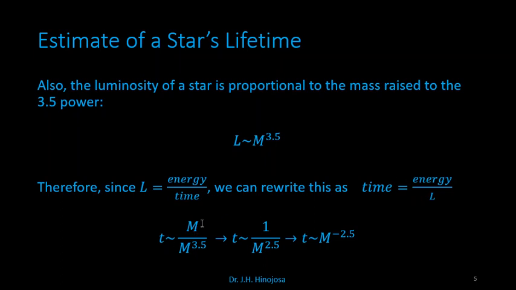So time is proportional to mass divided by the luminosity, but the luminosity is the mass raised to the 3.5 power. So mass over mass raised to the 3.5 power, we write this as the time is then proportional to 1 over the mass raised to the 2.5 power, or more simply that the lifetime is proportional to the mass raised to the negative 2.5 power.